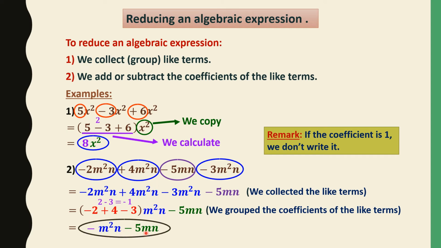This is the reduced form, the simplest form of this algebraic expression. We don't have like terms anymore. We cannot reduce it anymore. So in conclusion, when we reduce an algebraic expression, after grouping the like terms, we just add or subtract the coefficients of the like terms, and we copy the same variable with same degree of one of the like terms. We don't add or multiply the variables and their exponents. So in the end, we added or subtracted the coefficients of the like terms.